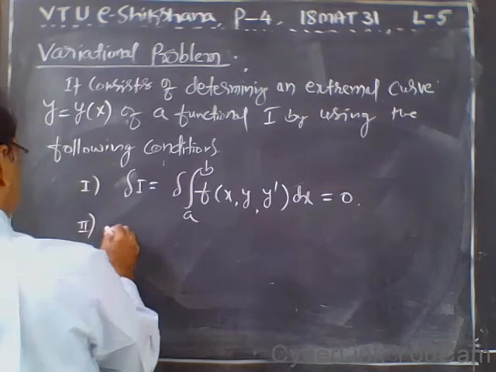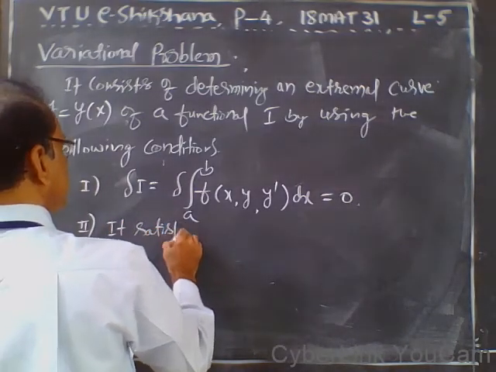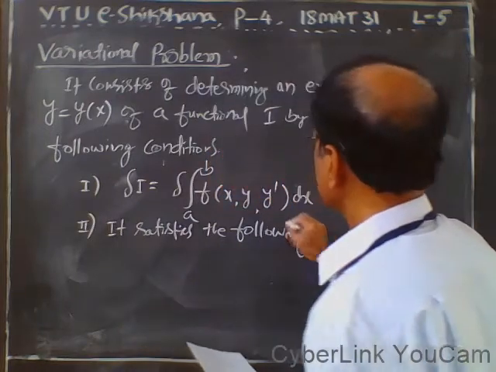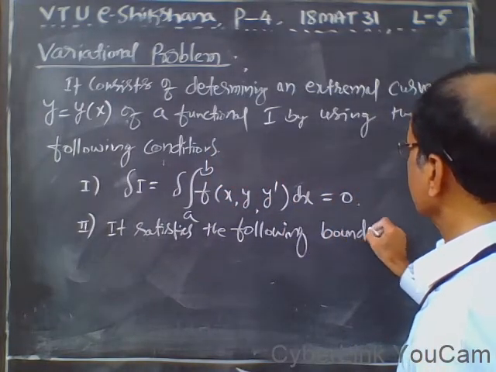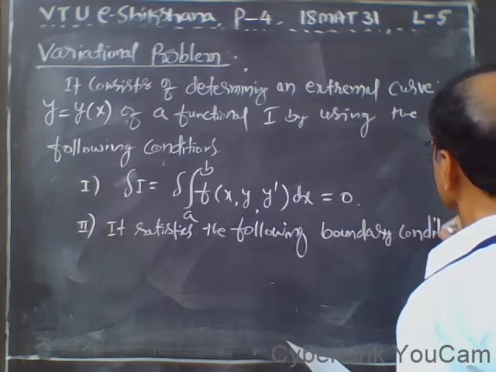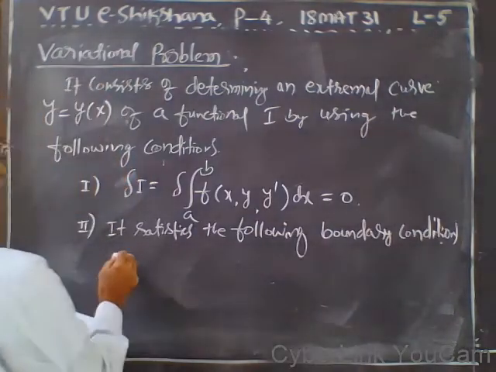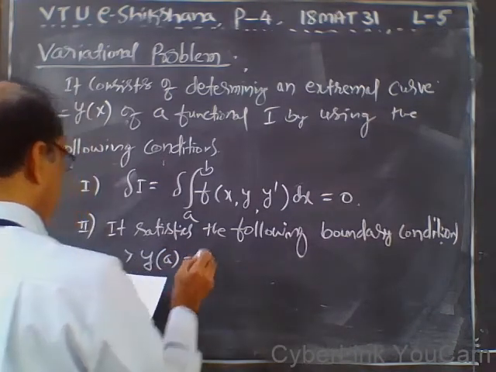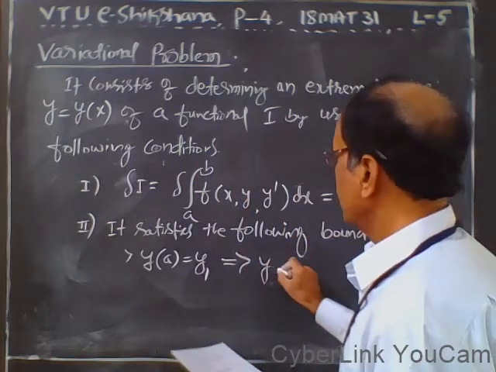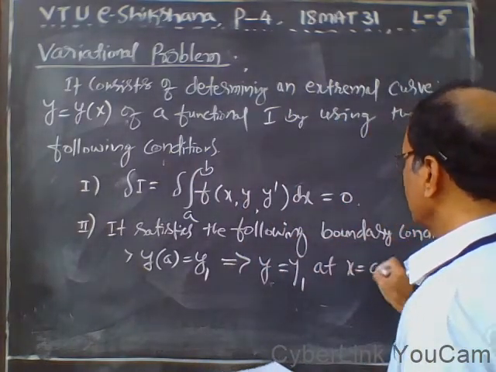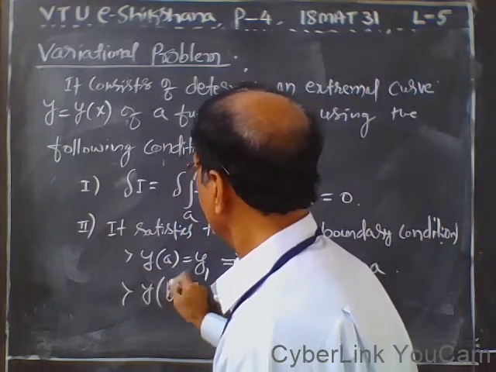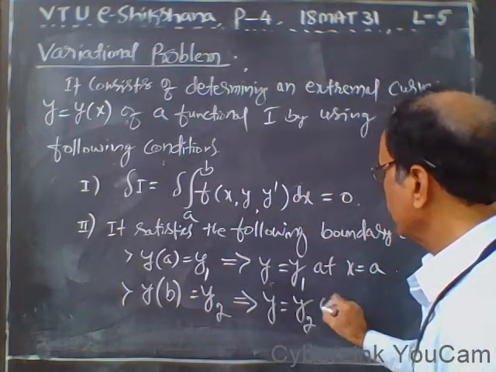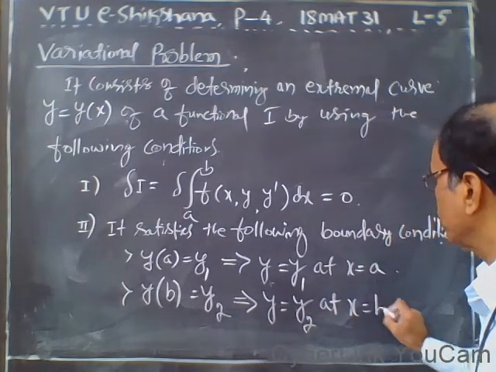And the second one, it satisfies the boundary conditions. What are those boundary conditions? First one is y of a equal to y1, which implies y equal to y1 at x equal to a, and the second one, y of b is equal to y2, which implies y equal to y2 at x equal to another point, that is b.